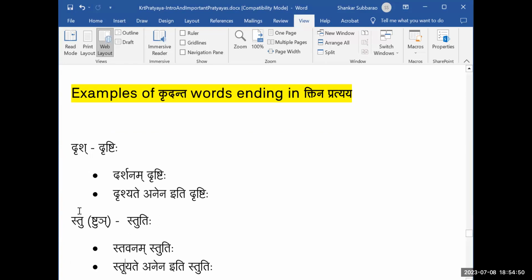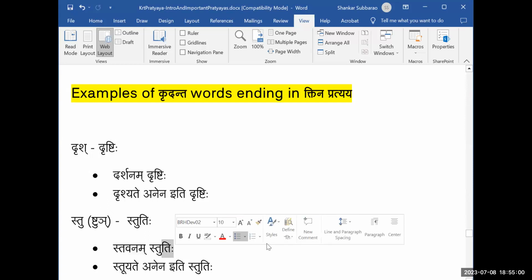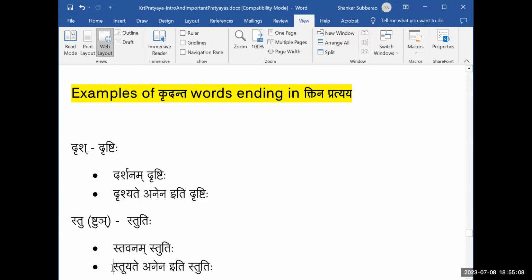One is stavanam. What pratyaya? Ana. Lut. And stuti is what pratyaya? Tin. Thin. Good. Very nice. Lut and thin. Now, I'm giving another one now. Stuyate anena iti stutihi.